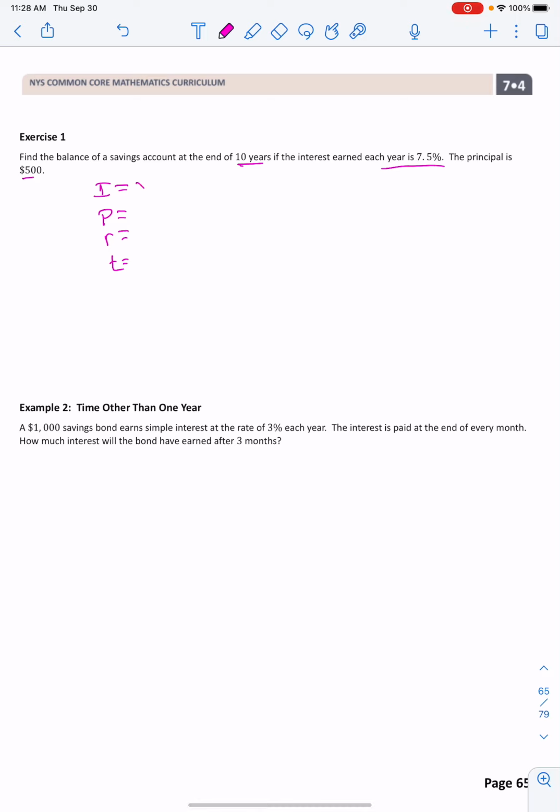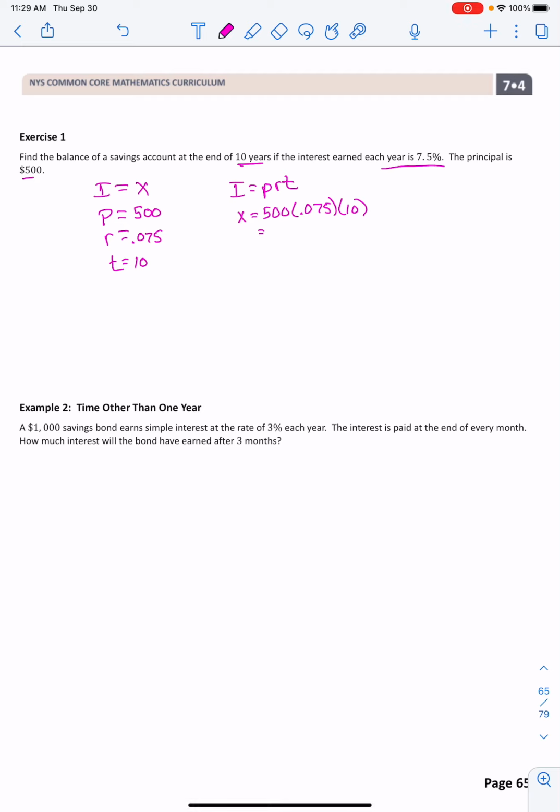So we are looking for our interest again. Our principal now is 500. Our rate is 0.075, and our time is 10 years. So now we are looking for I equals P, R, and T. So we have X equals 500 times 0.075 times 10.